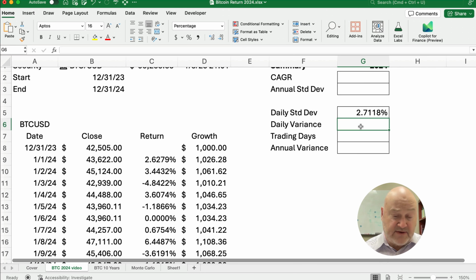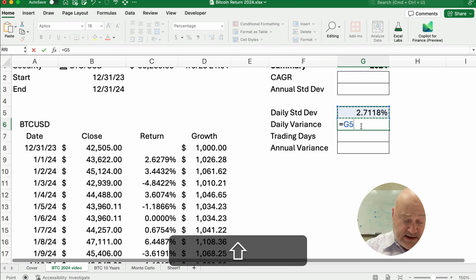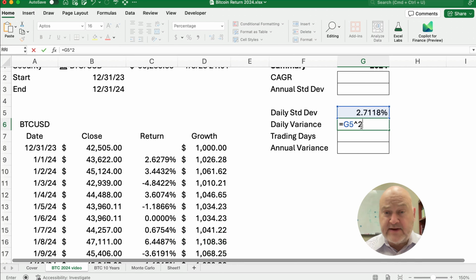So the variance on this is just going to be squared. So the variance is 2.7% to the second power, right? That's squared. So our daily variance is 0.07%.